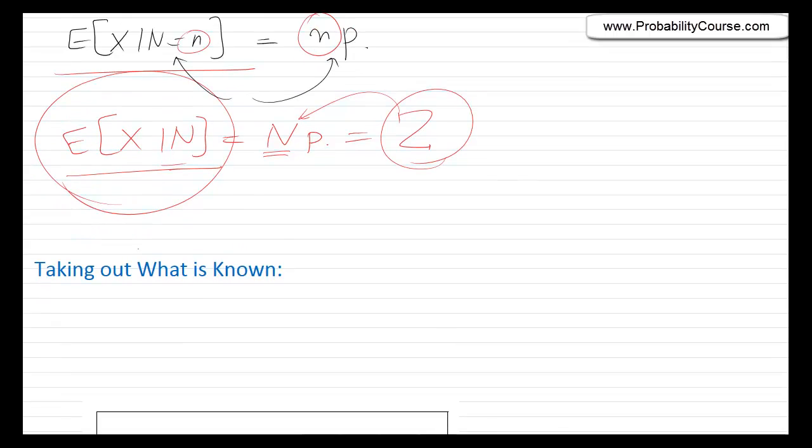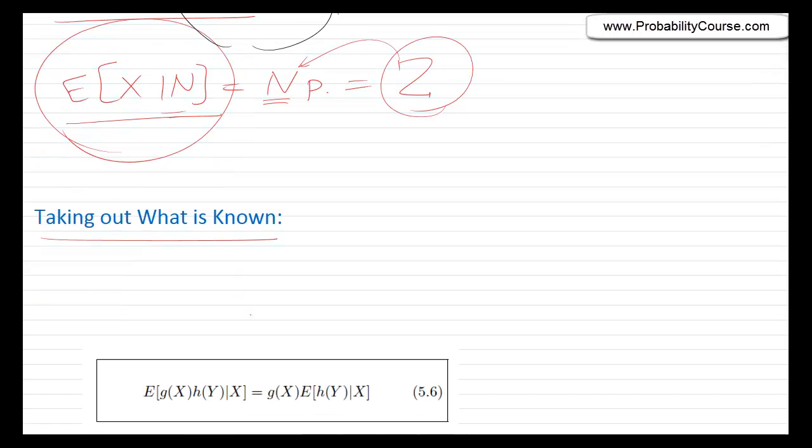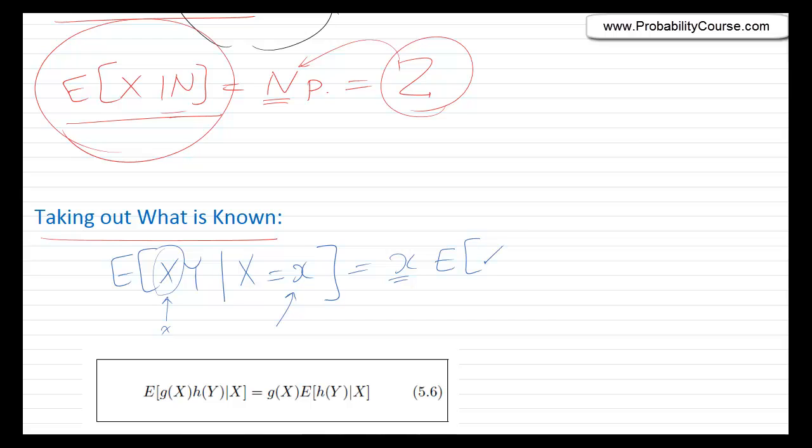For example, here I want to discuss this rule that is sometimes stated as taking out what is known. Basically, suppose that I am looking at the expected value of x times y given x equals x, right? If I know the value of the random variable x, this x is no longer a random value, it's just the value x. So I can take it out, so it's equal to x times expected value of y given x equals x, right?